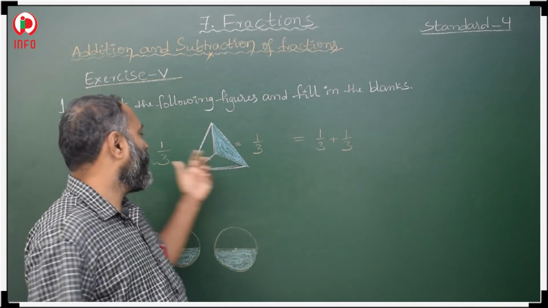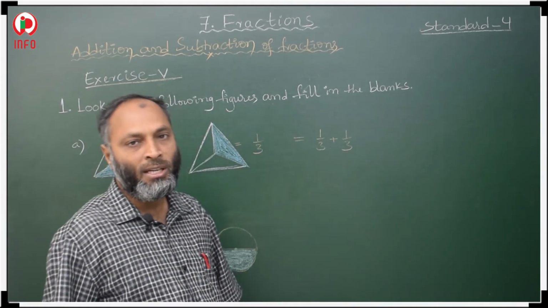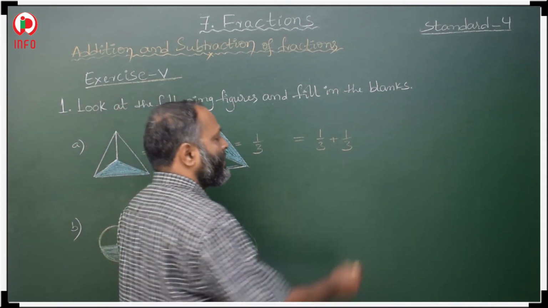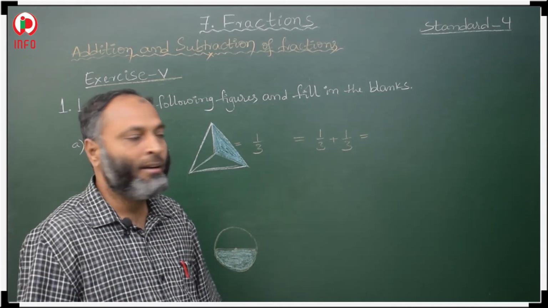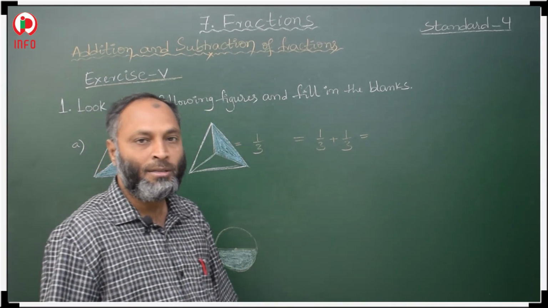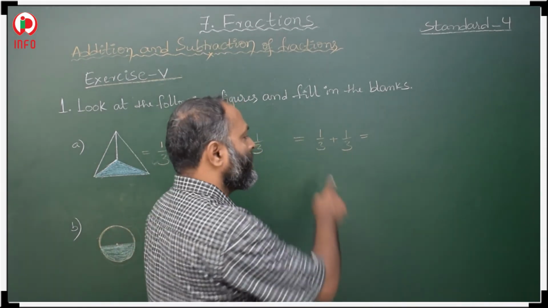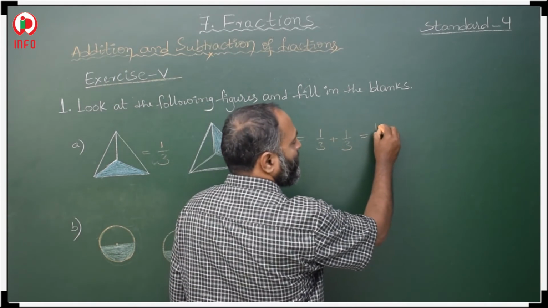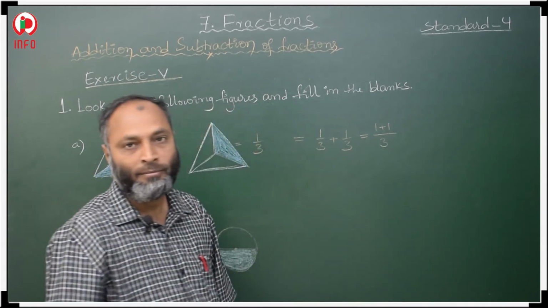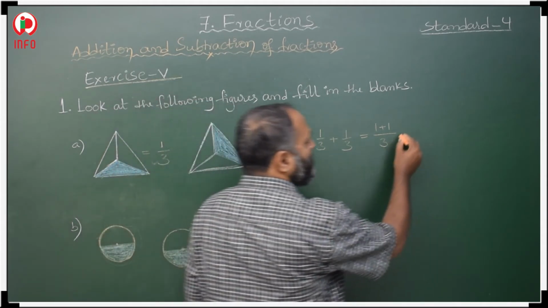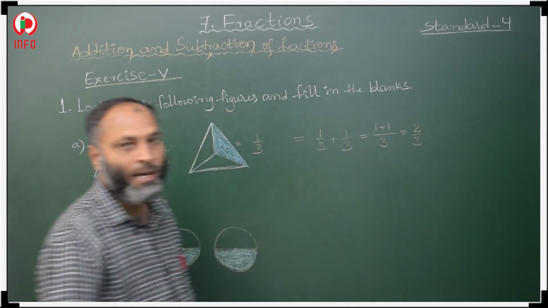See here, if we add 1 by 3 and 1 by 3, these two are like fractions. When like fractions are there, how do we add? It is very easy. First we add the numerators: the sum of the numerators divided by the common denominator. The sum of the numerators is 1 plus 1, by the common denominator taken one time, that is 1 plus 1, 2 by 3. So this is our answer.